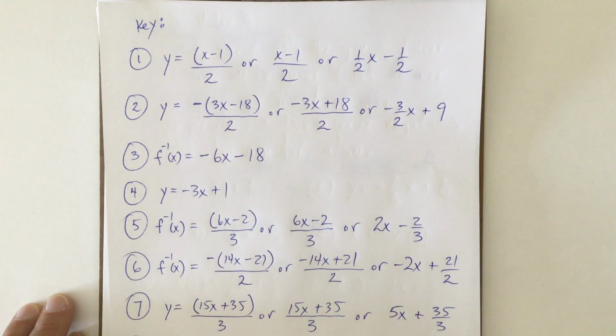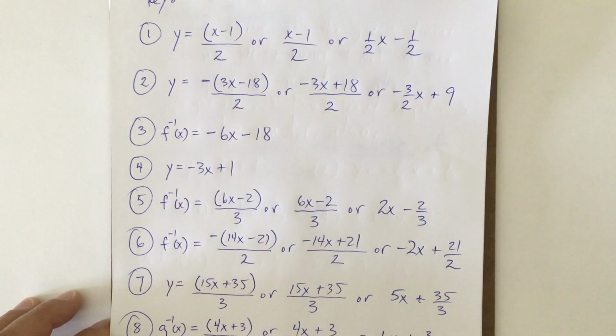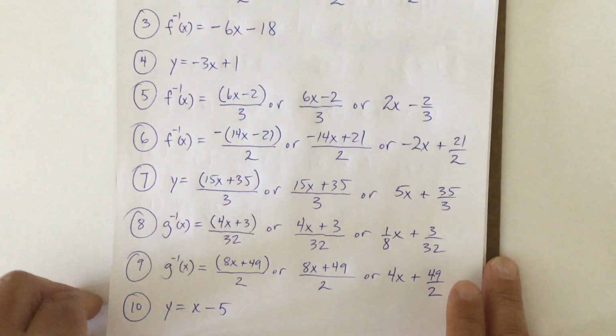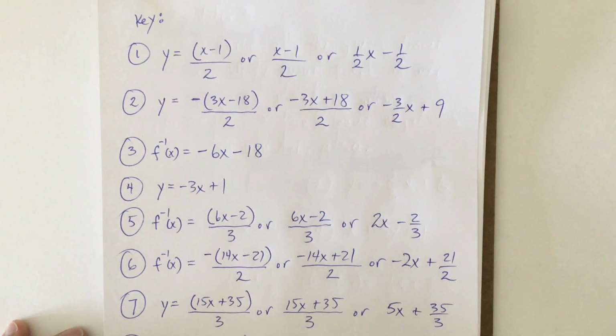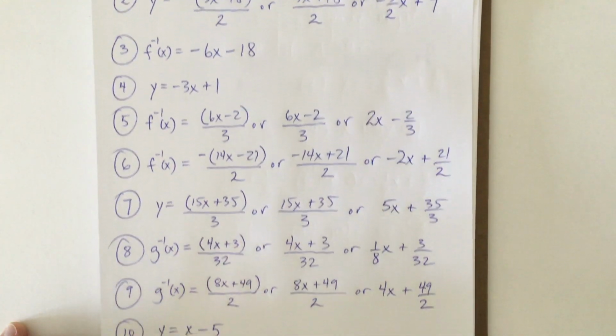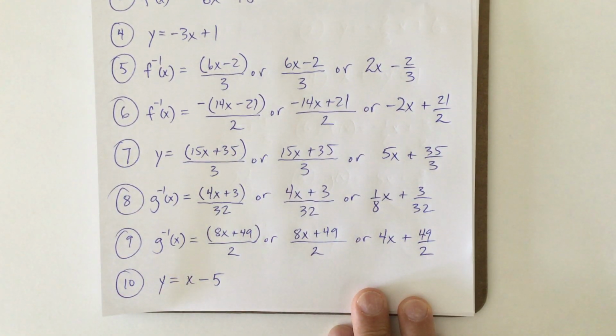Also, here's every single way you could express these answers. There are 10 answers, by the way. So let's pause it and take a picture of it, so you have the first 7 answers. Then pause it and take a picture of it, so you have the remaining 3 answers.